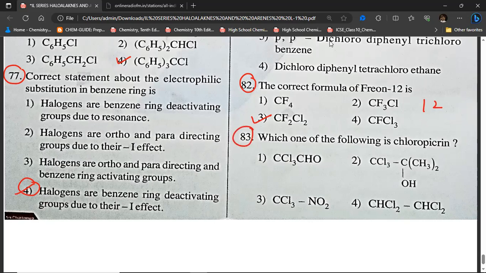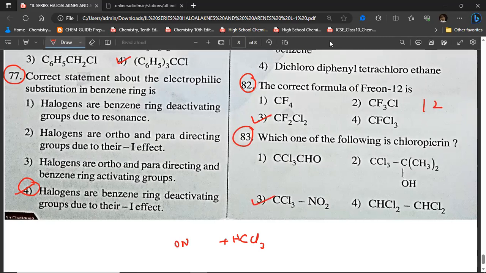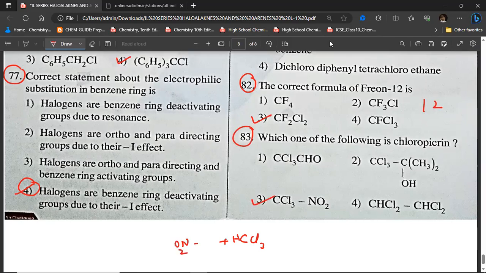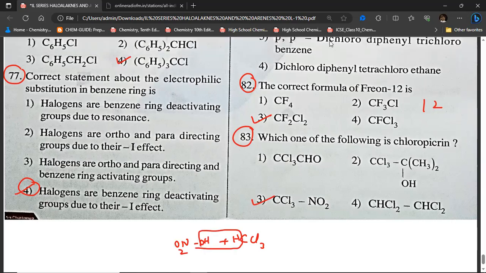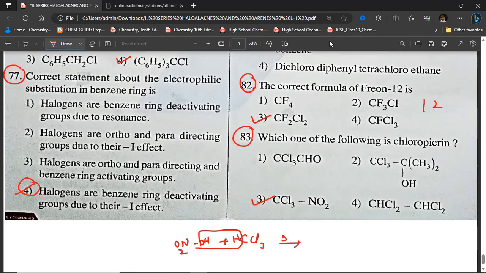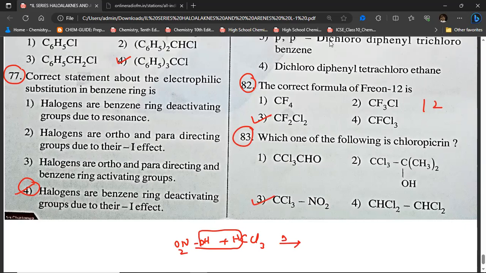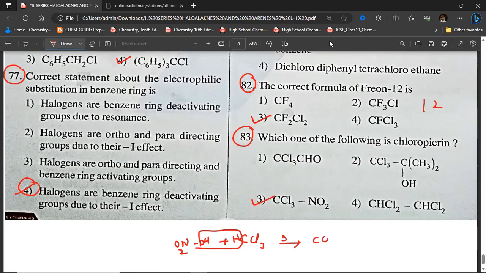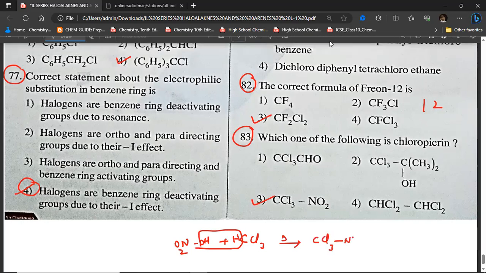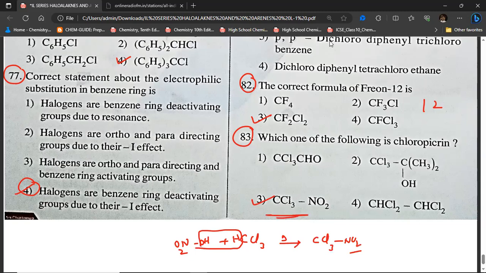Question number 83. Which one of the following is chloropicrin? Nitrochloroform is called chloropicrin. That is CCl3NO2. Usually we have chloroform, CHCl3. That CHCl3 is treated with HNO3. HNO3 can be written as NO2OH. So this H and OH will be removed when we pass the vapors of nitric acid into the chloroform. You will get CCl3NO2. So the third option is the right option for this question.